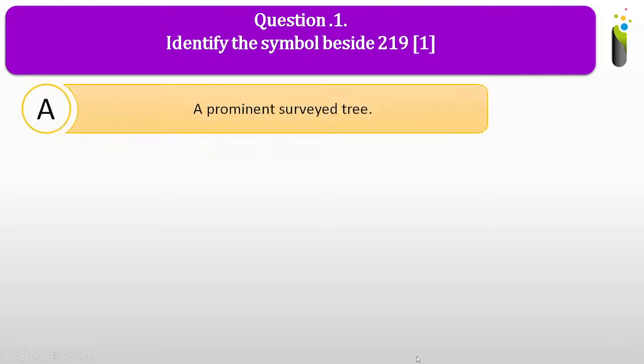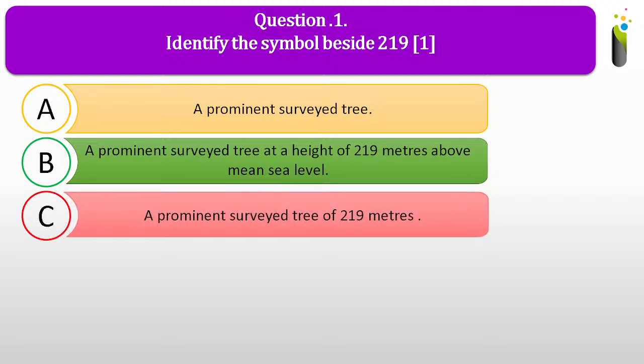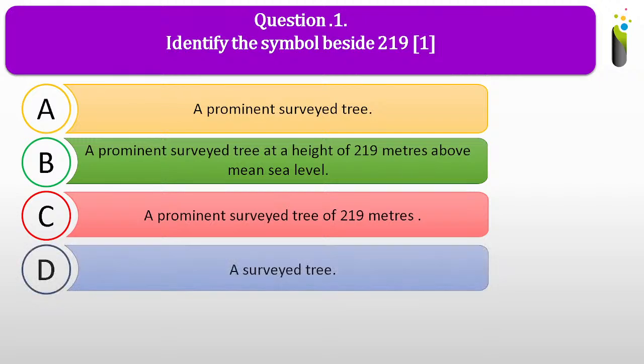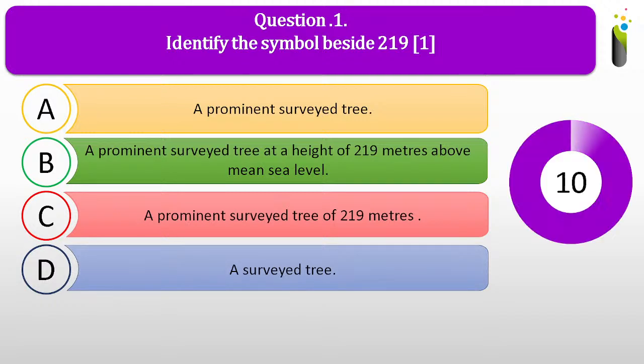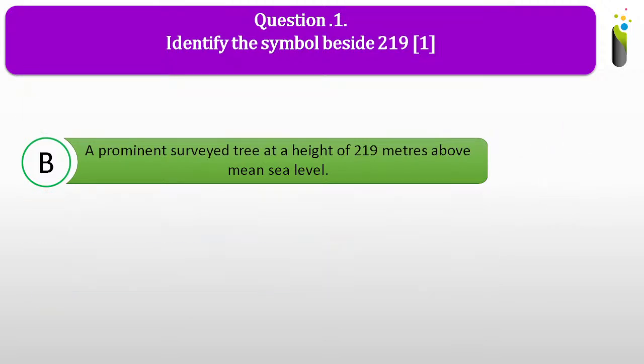First, a prominent surveyed tree. B, a prominent surveyed tree at a height of 219 meters above the mean sea level. C, a prominent surveyed tree of 219 meters. D, a surveyed tree. And the correct answer for this question is, it's a prominent surveyed tree at a height of 219 meters above the mean sea level.